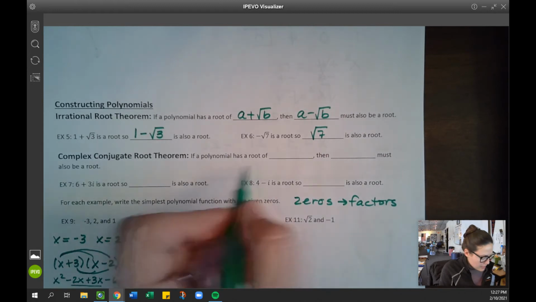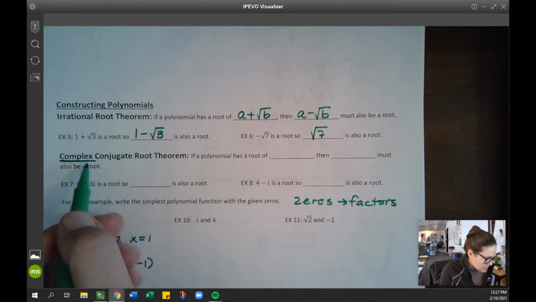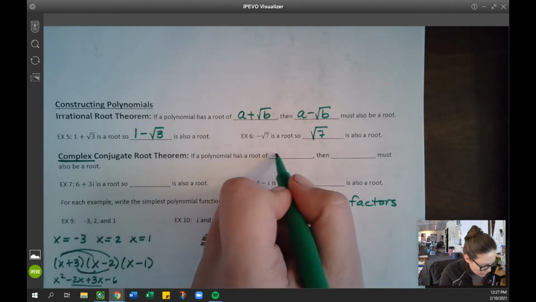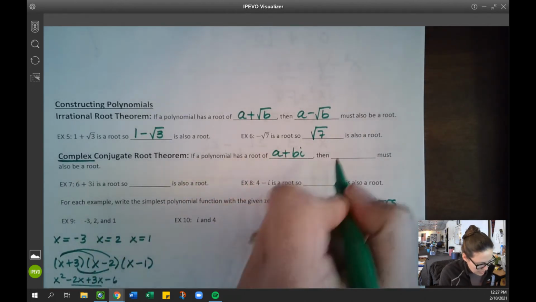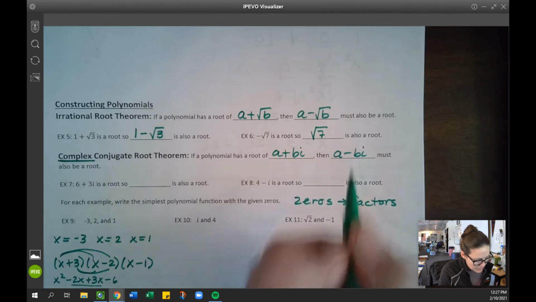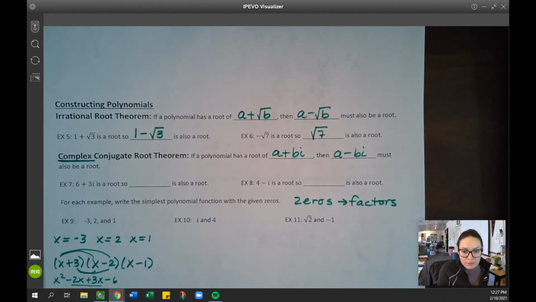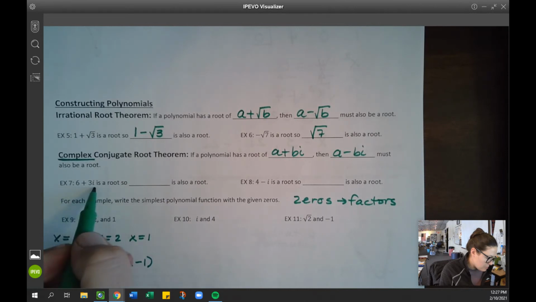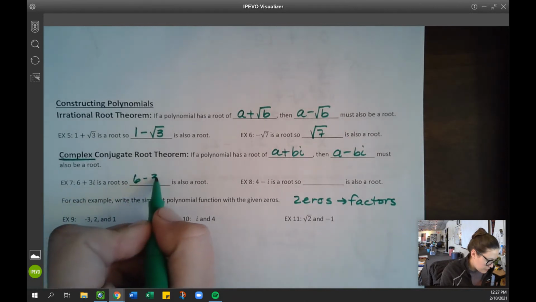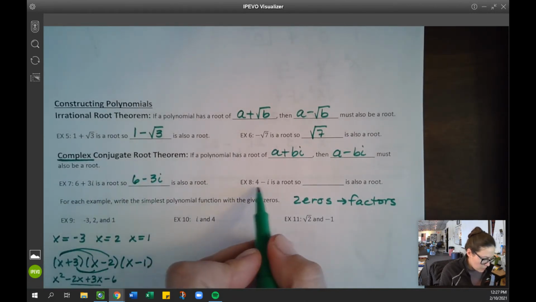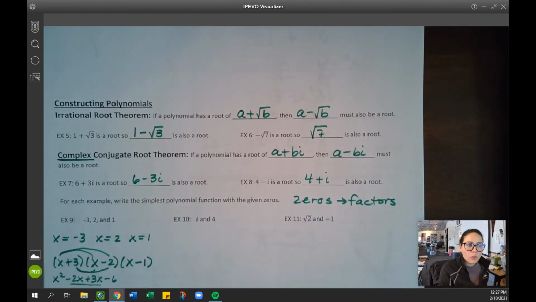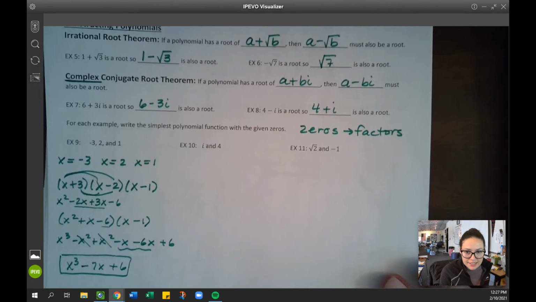Same thing with imaginary. Complex is another word for imaginary. So if a polynomial has a root of a plus bi, then a minus bi must also be a root. We get that plus or minus again. So what goes with 6 plus 3i? 6 minus 3i. What goes with 4 minus i? 4 plus i. So why is that important for these last examples?